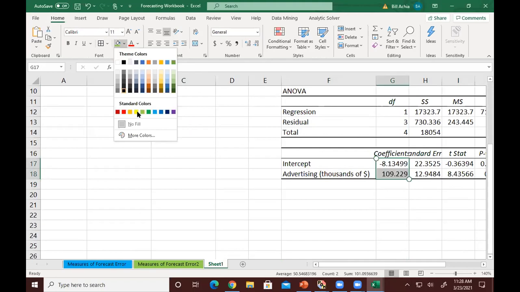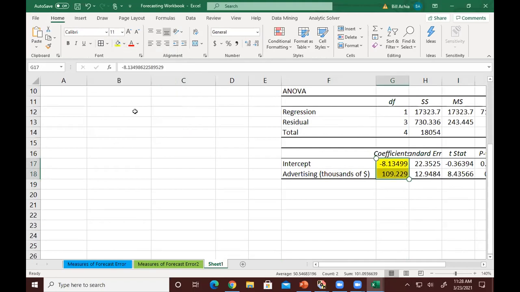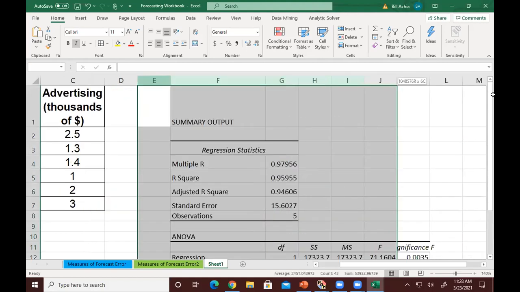Dr. Chia, quick question. How did you get to the regression formula? Oh, sure, let's do that again. Yeah, I can't find the analysis.